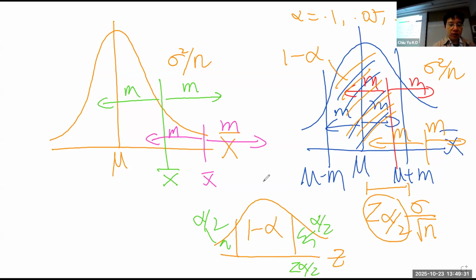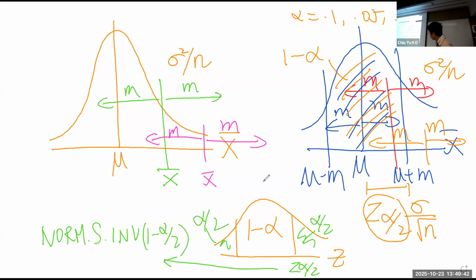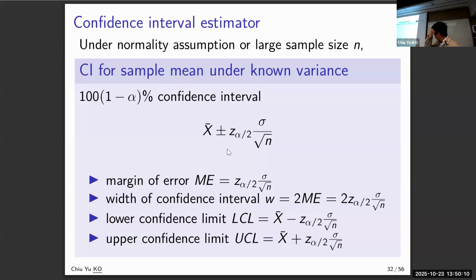And if you want the Excel formula, it will be just NORM.S.INV of 1 minus alpha over 2. So this is the formula for the interval estimator of the sample mean. It will be just x bar plus or minus this guy, because this is the m. So this is the formula behind here.